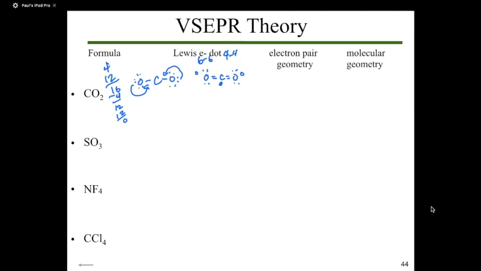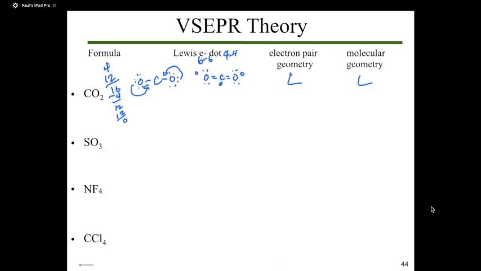How many domains are around the central atom? 2. Are there any non-bonding pairs? No. So, what is the name of the electron pair geometry? Linear. What is the shape? Linear. Linear, linear. Good. All right, I'm going to skip the next one and go down to NF4.